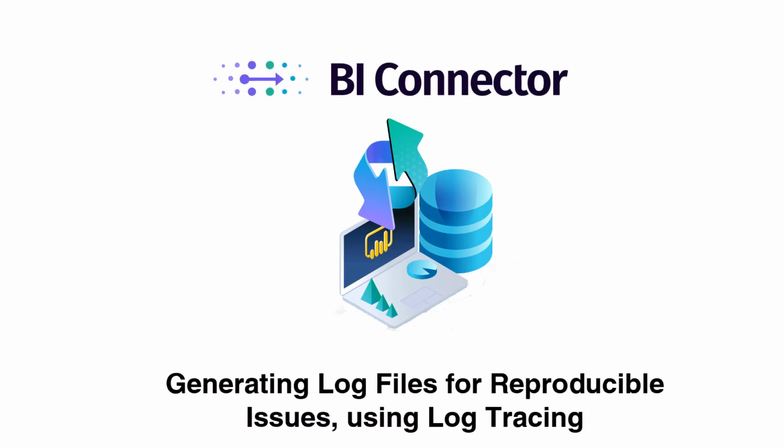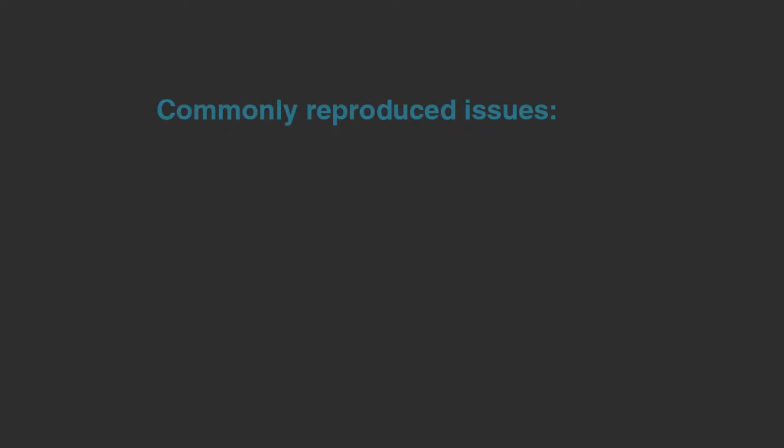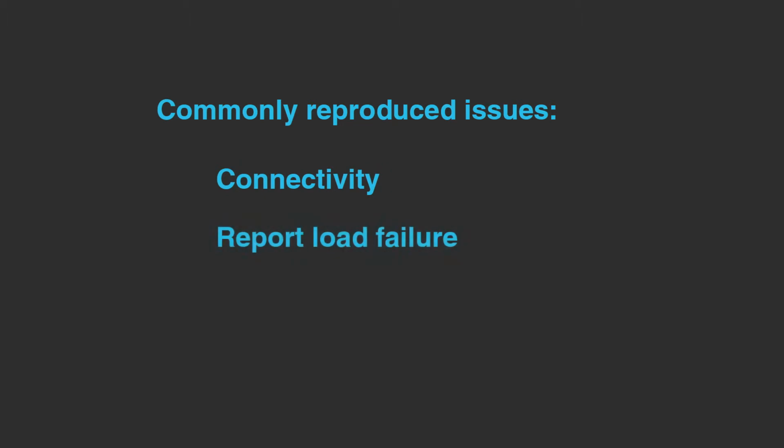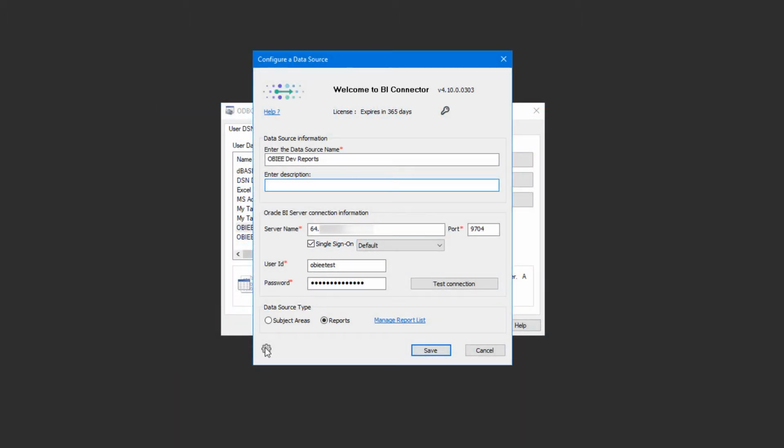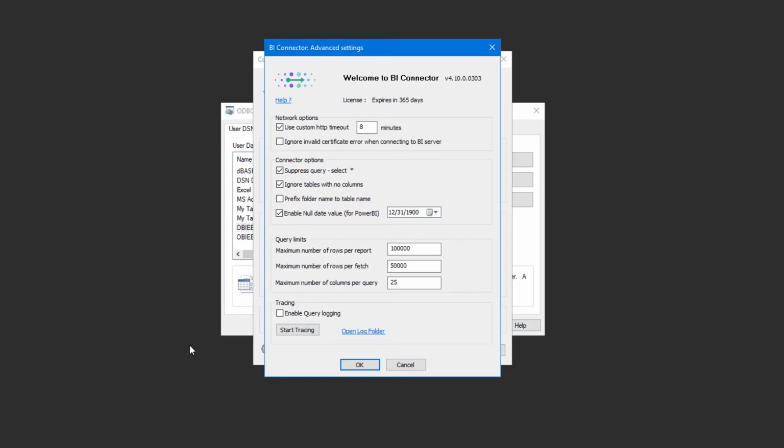When responding to some support tickets, the BI Connector support team may request that users reproduce the issue and send the logs recorded specifically for that issue. The most commonly reproduced issues pertain to problems in connectivity, failure to load reports, and unsuccessful report refresh. In this video, I'll show how to quickly generate log files in BI Connector to help BI Connector support troubleshoot the issues you're experiencing.